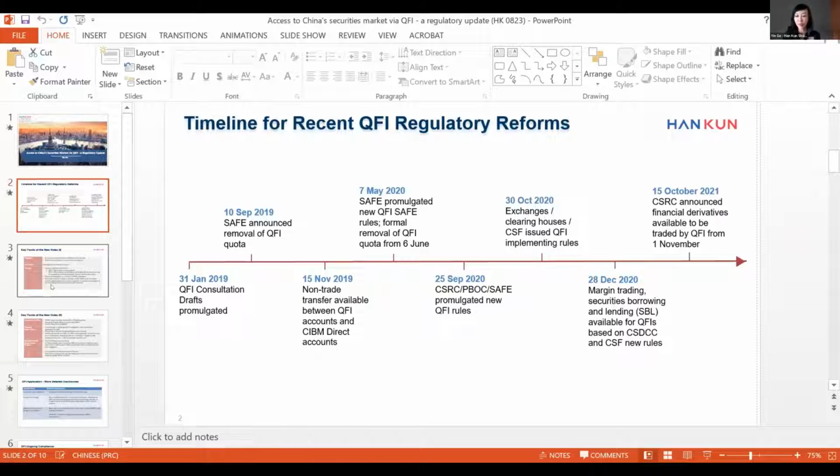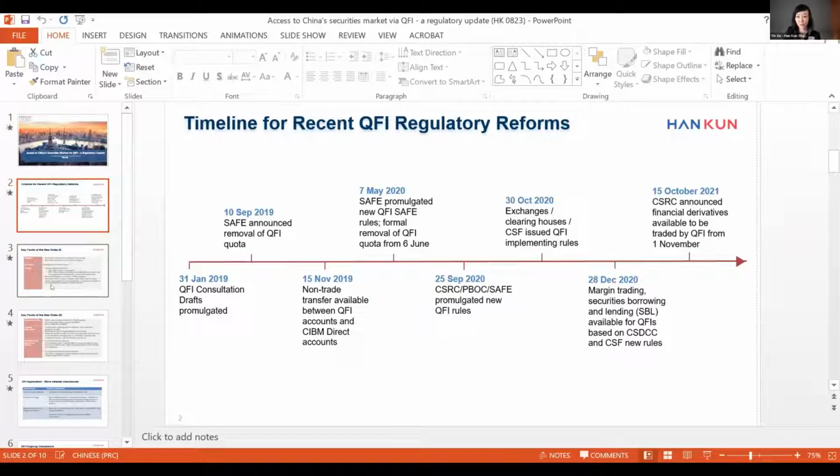So I would like to share some numbers here. In 2017, the new QFI licenses approved by CSRC were 13. Then in 2018, the number is 18. And in 2019, the number is 21. And we know that the new CSRC's QFI rules took effect from November the 1st, 2020. So in the first 10 months of 2020, the total new QFI licenses approved by CSRC amounts to 26.